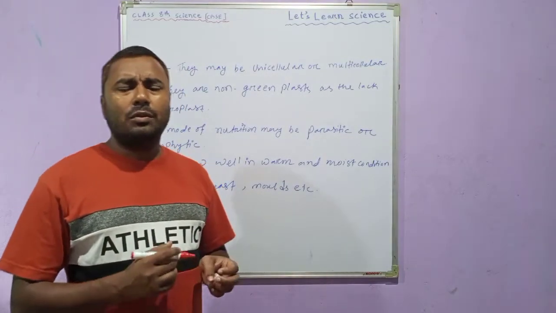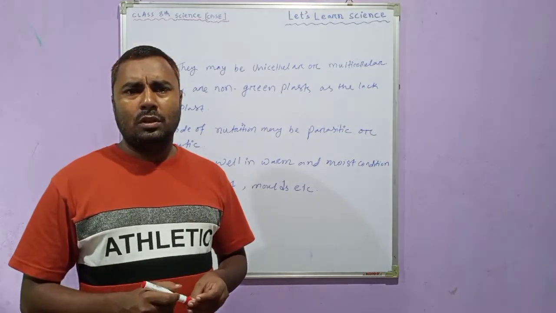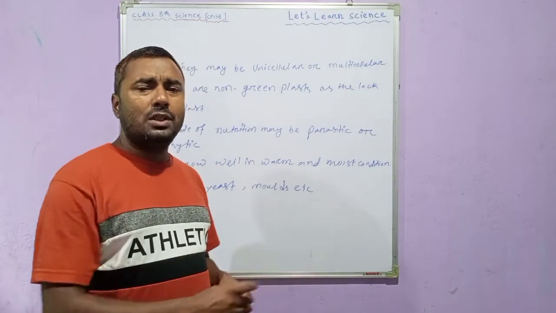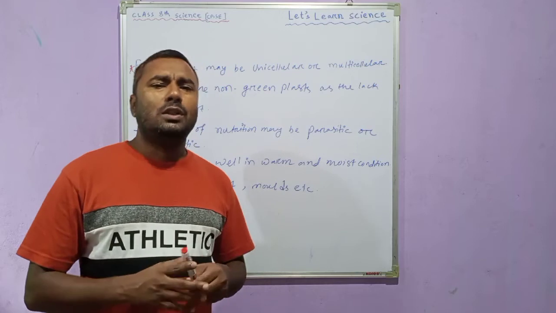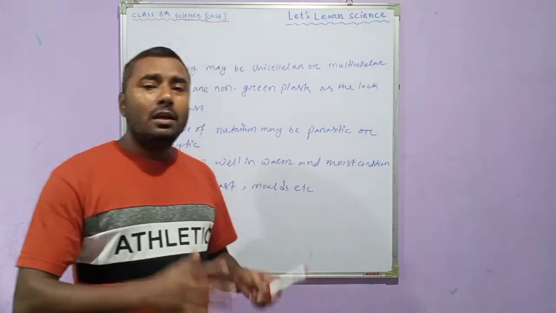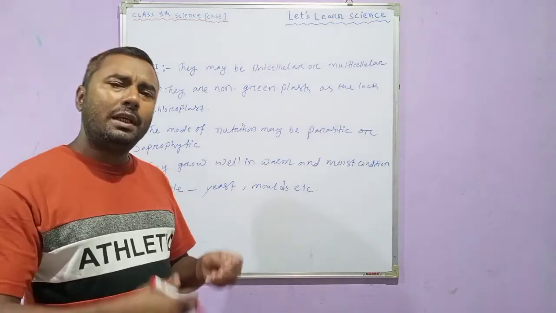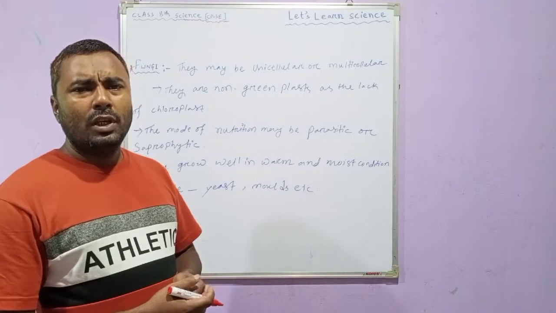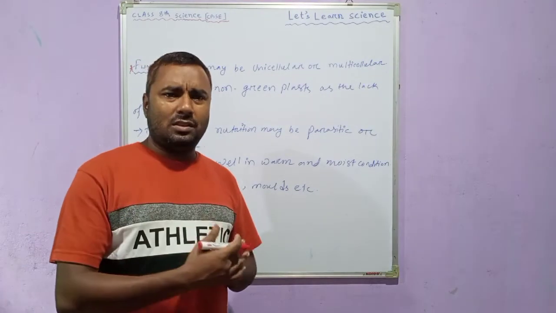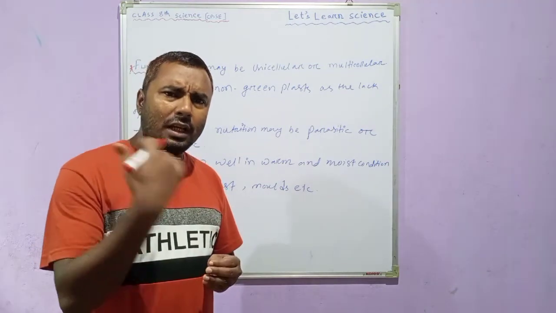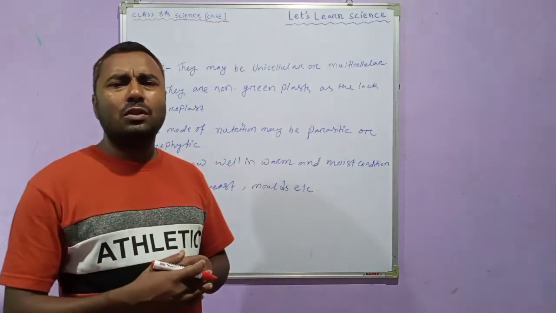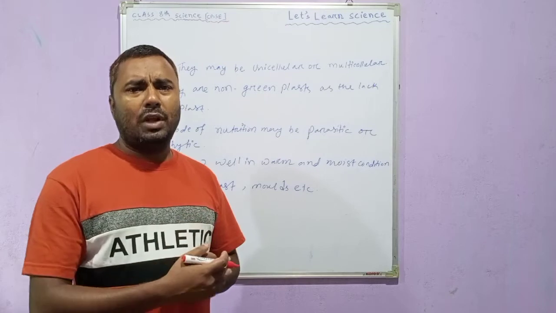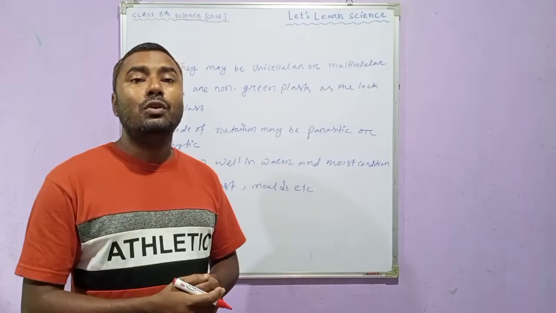So fungi is what type of organism? Microorganisms. But in case of fungi, they may be made up of one cell or they may be made up of more than one cell. That is, they are found in both forms, that means they may be unicellular or they may be what? Multicellular. And fungi are like plants. Fungi are like plants and they are what type of plants? Non-green plants. That means they don't possess chloroplast, in which chlorophyll pigment is found.